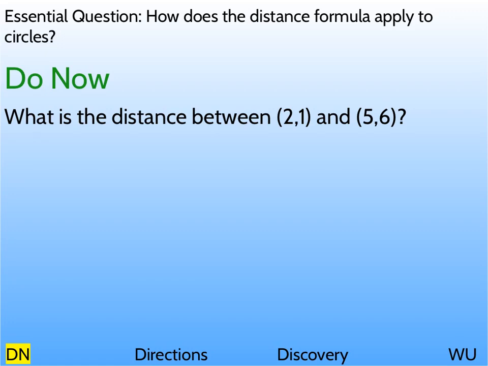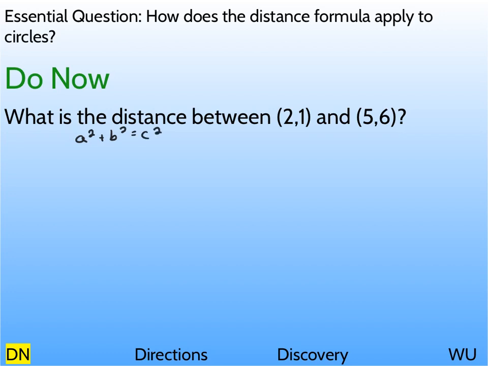This Do Now asks you to find the distance between the points (2, 1) and (5, 6). So pause your video now so you have a chance to do that. The way you're going to solve this is by using the Pythagorean theorem.